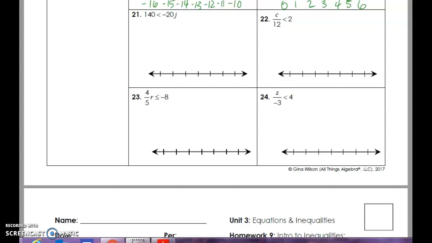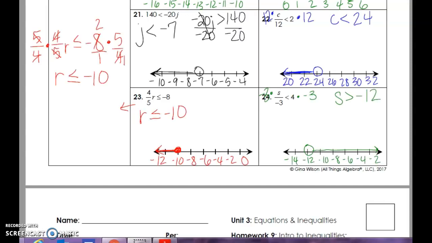Answer questions 21 through 24 on your own. Then check your solutions to see if you're correct. For number 21, you should have gotten that j is less than -7. Remember, we need to rewrite our inequality with a variable on the left side. So this would be an open circle shaded to the left.